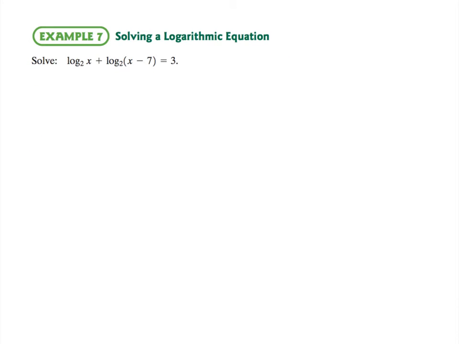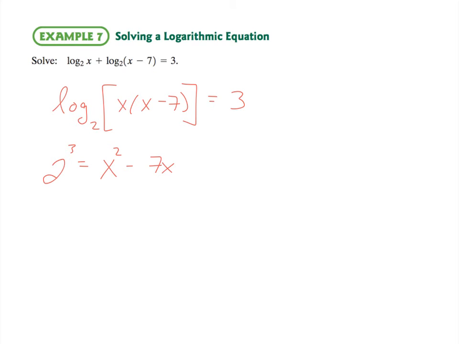Example 7 is fairly similar to example 6, but first we need to use the product rule to combine the two logarithms into one. And when I do that, I get log base 2 of x times x minus 7. And that, of course, is equal to 3. So when I set up this exponential equation, I get 2 cubed, and I'm going to go ahead and expand this out, so it's x squared minus 7x.